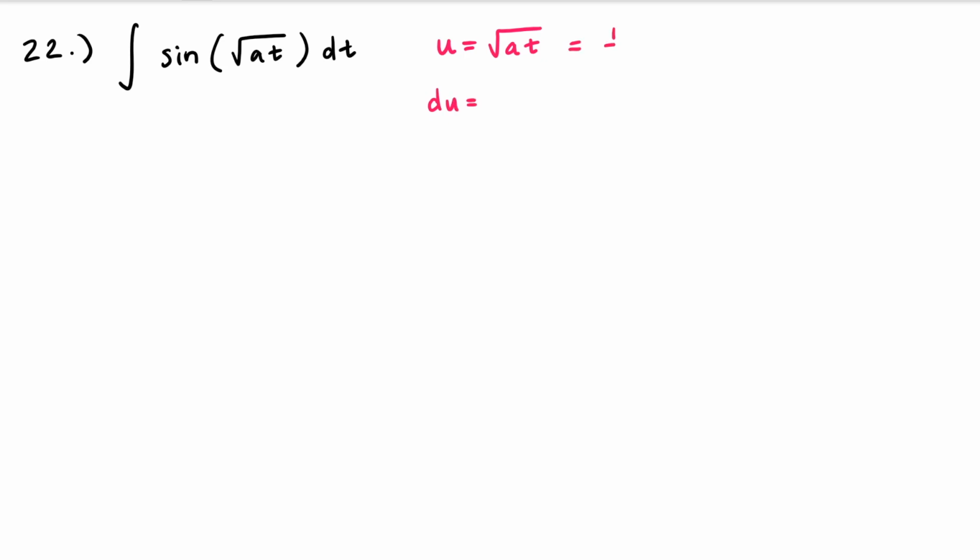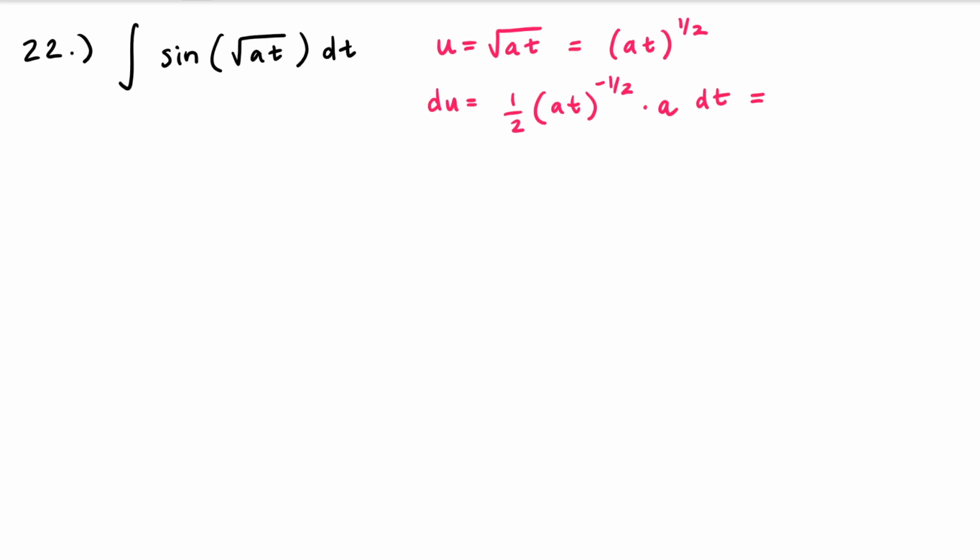It might be helpful to rewrite this as a times t to the 1/2 power. So when I'm taking the derivative, I would use power rule. So we have 1/2 times a times t to the negative 1/2 power. And now we need to use chain rule. So I'm going to take the derivative of the inner function, which is going to be a, and then we should have dt after that.